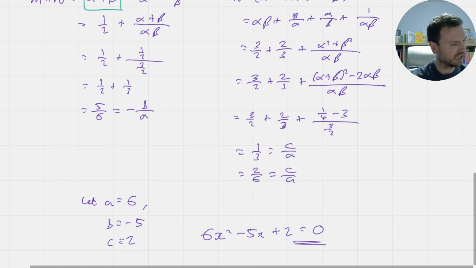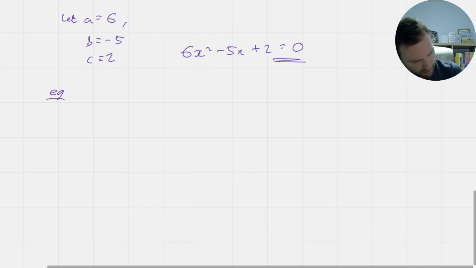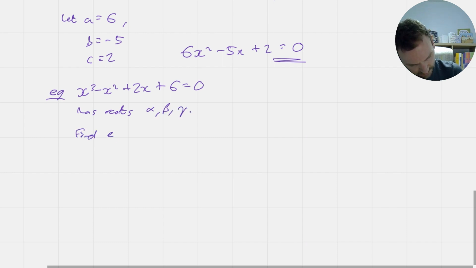I'm going to give us a start on the cubic case, even though we might not go all the way through on this one. So on the cubic case here, I'm going to say we've got a cubic equation, x cubed minus x squared plus 2x plus 6 equals 0. And I'm going to tell you this has roots alpha, beta, and gamma. I want to find an equation with roots alpha squared, beta squared, and gamma squared.